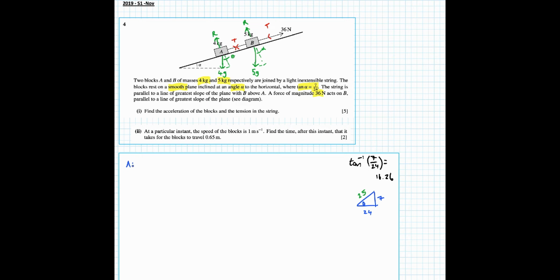So A, so starting off T, so if you split up the two of these blocks in a way, you'll see that our leading force for A is T. So T minus 4G times 7/25 for the sine component, which is parallel to the slope, is equal to 4A. And B, you'll have 36 minus T, or minus 5G times 7/25, whatever order you want. 36 minus those two forces is equal to 5A. Again, F equals ma.